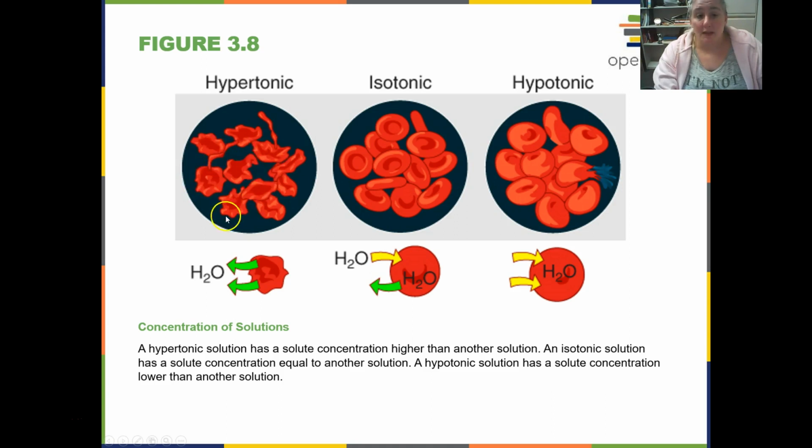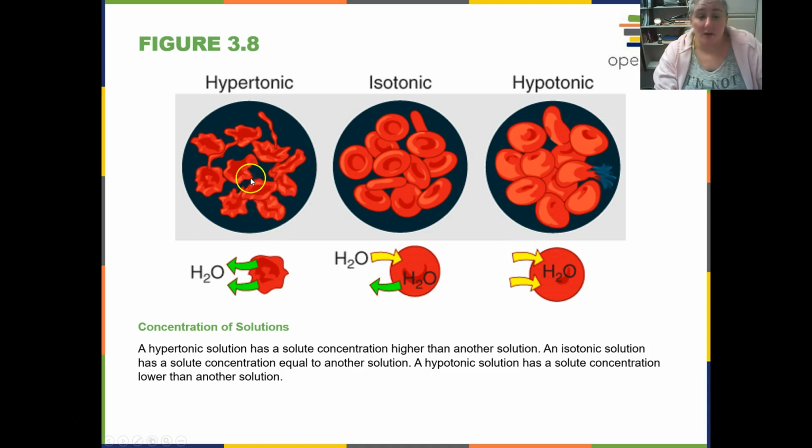If your blood is in a plasma that is hypertonic, then water is going to leave the blood cells and move into the blood plasma. And that's going to cause our blood cells to start to shrivel up. If your blood is in a solution in water or in blood plasma that is hypotonic, then water is going to move into the blood cells, and that's going to cause the blood cells to gain water and become very, very round. That's hypotonic.